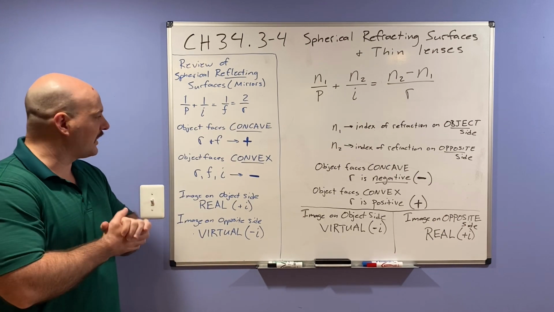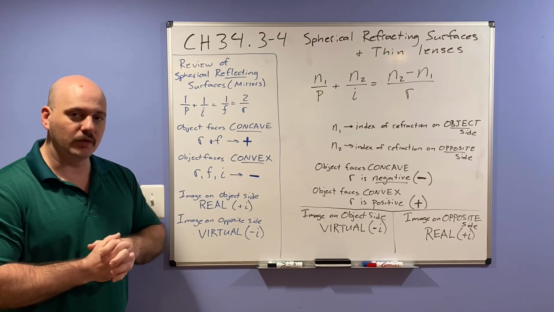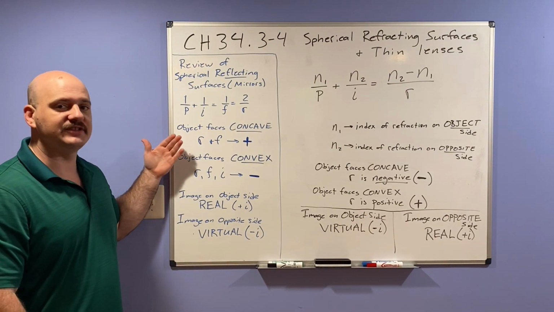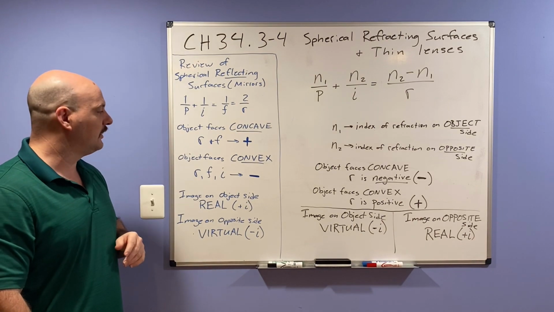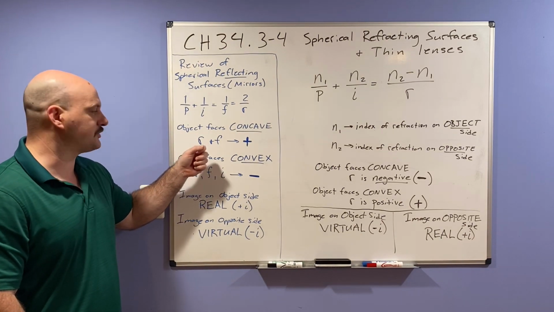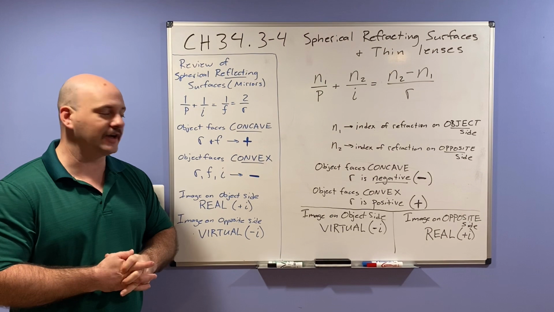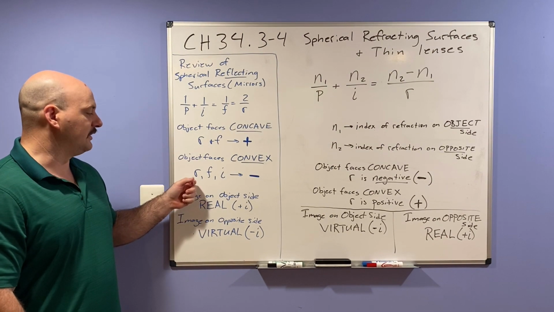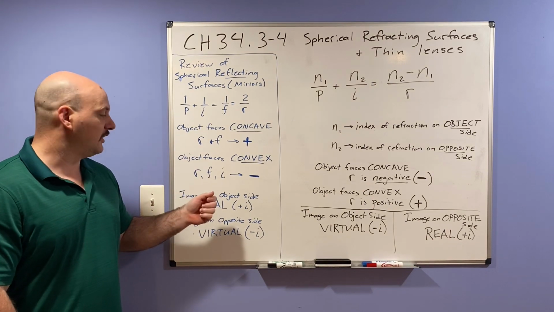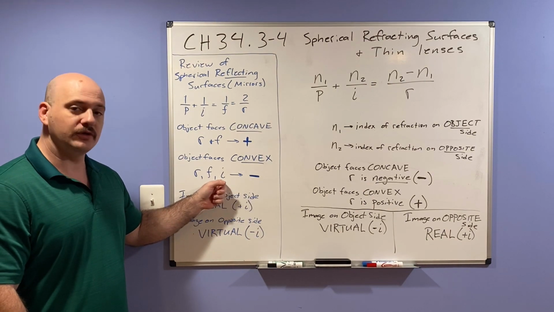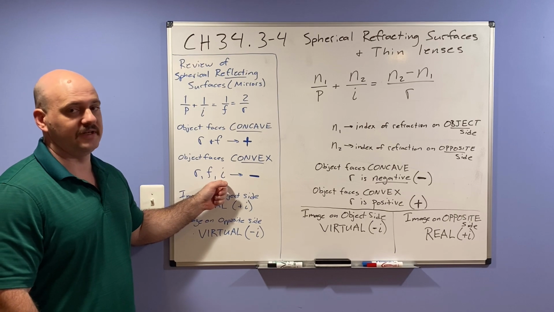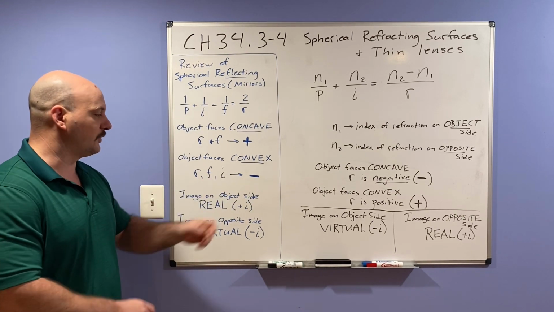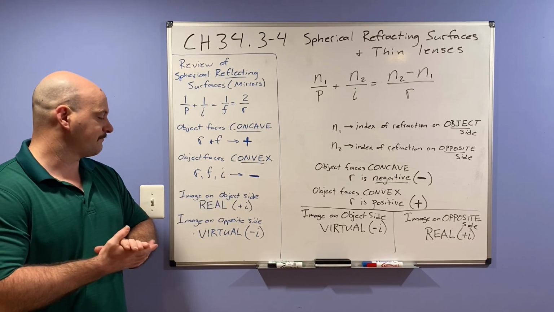I also wanted to remind us about the rules that go along with mirrors so that we can compare them with lenses. When the object faces a concave mirror, the radius of curvature and the focal length will both have positive values. On the other hand, when it faces a convex mirror, the radius of curvature and the focal length will both have negative values. And we also know that the image will always be a virtual image formed by a convex mirror, so we have that negative image distance.